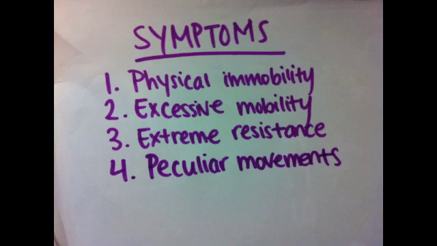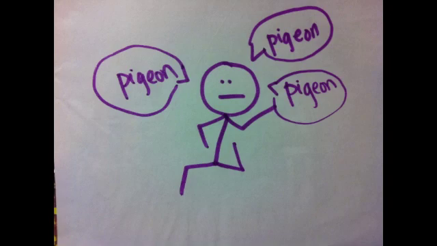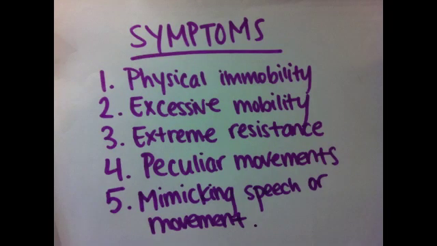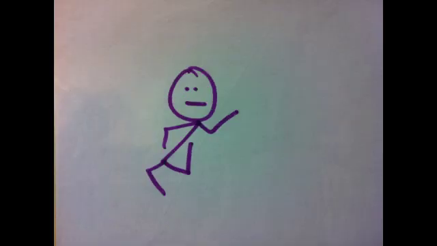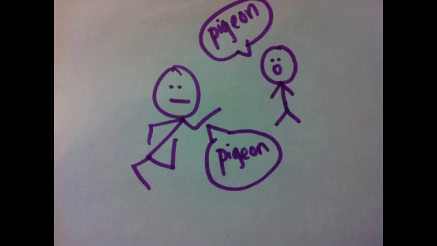The fourth symptom is peculiar movements, where a person has inappropriate or unusual postures for long periods of time. They may also mechanically repeat a behavior, such as repeating words over and over again. The last symptom is mimicking speech or movement, where a person may repeatedly say a word just spoken by someone else, called echolalia, or repeatedly copy a gesture or movement made by someone else, called echopraxia.